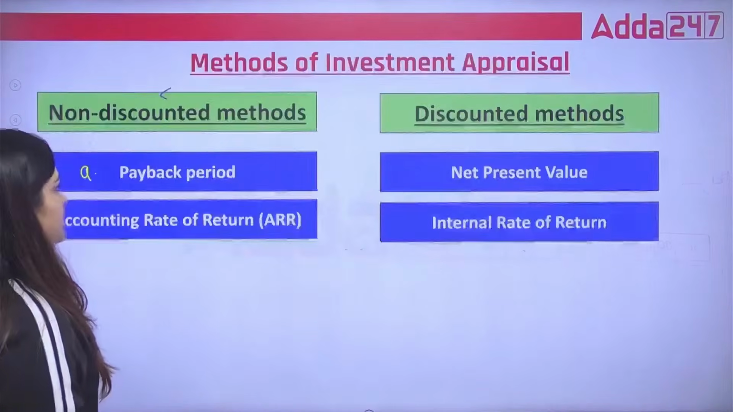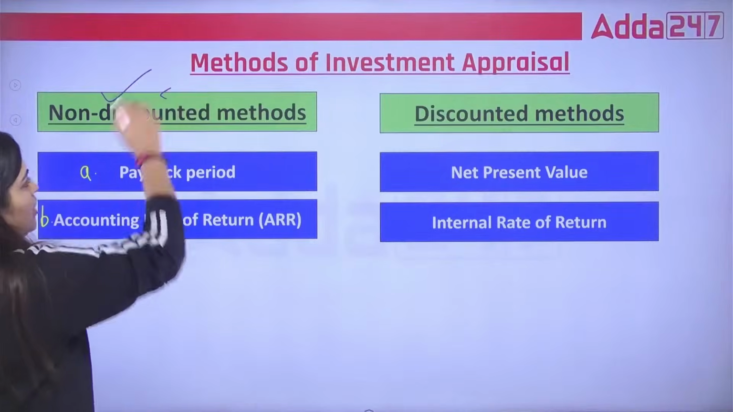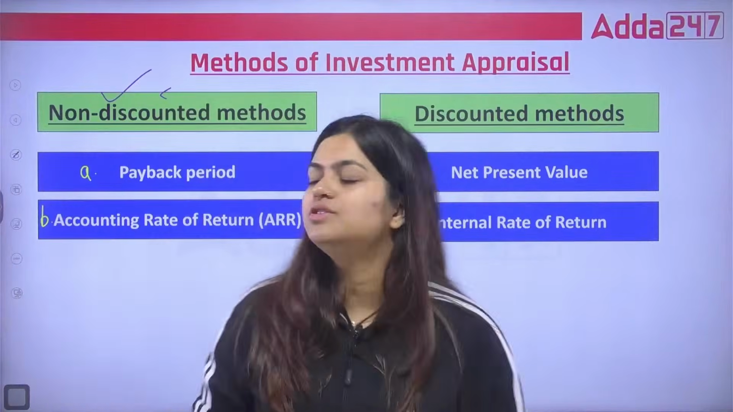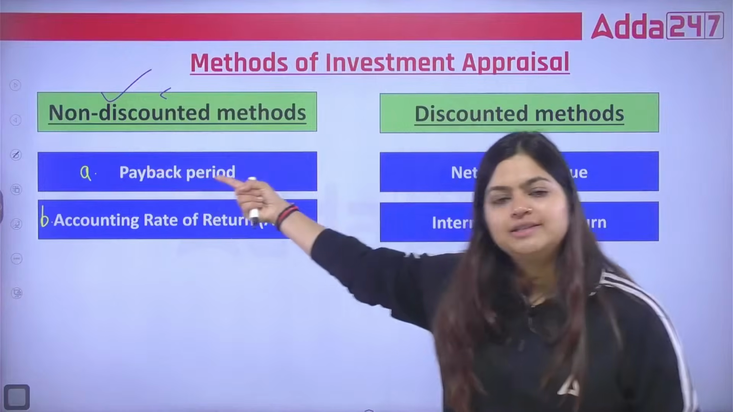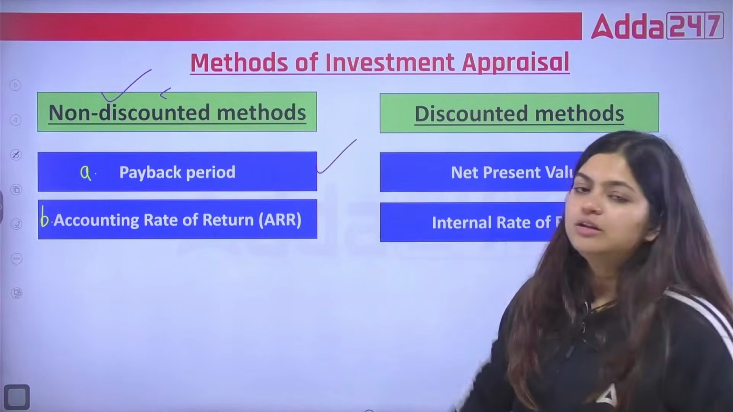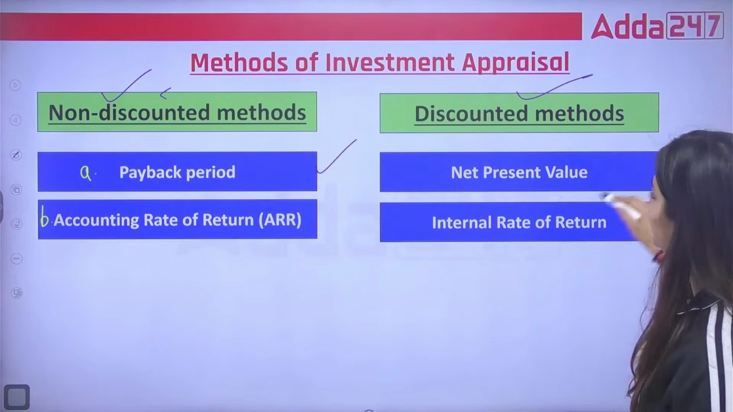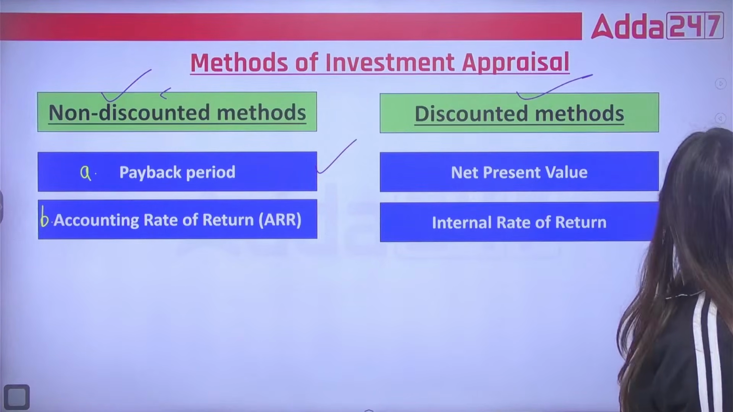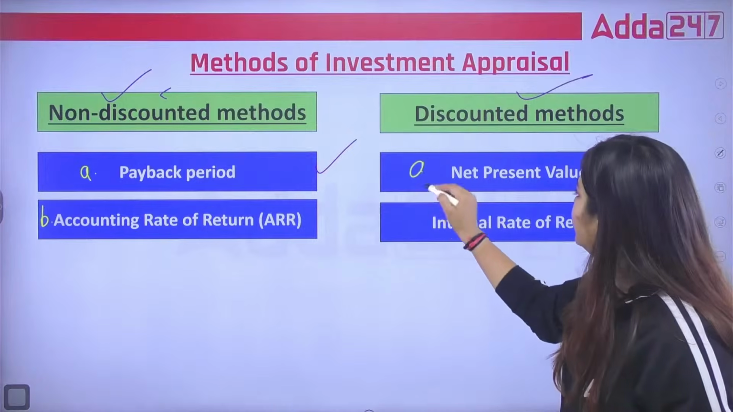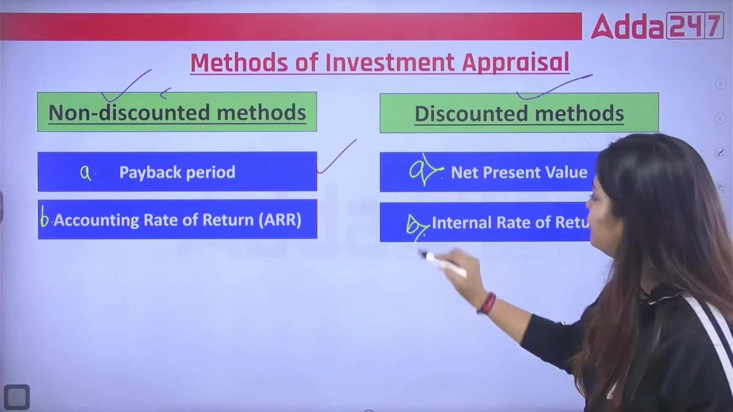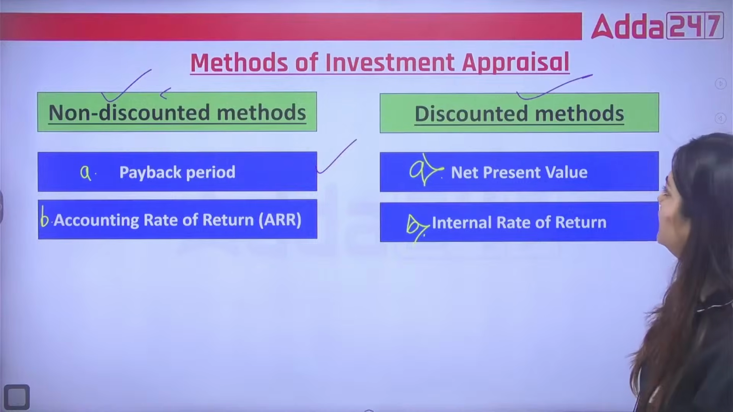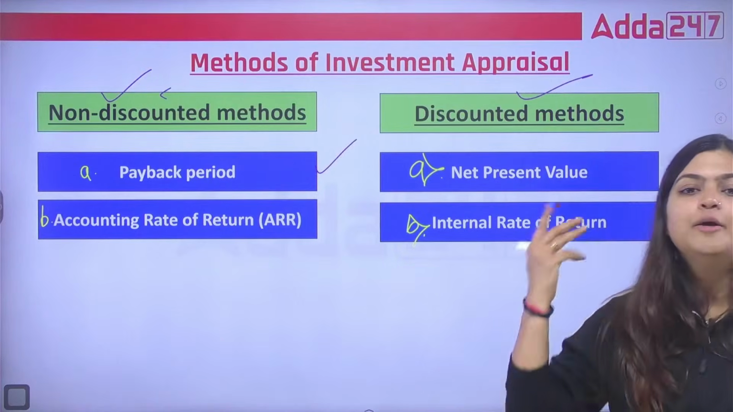so this is the one method we have completed from non-discounted methods. Non-discounted methods, we have 2 methods. So we have completed this first one, that is your payback period method. Now let's talk about your discounted methods, and we have 2 methods again under this. That is your net present value, and the next one is your internal rate of return. These are the 2 methods which we are going to cover under the discounted methods.